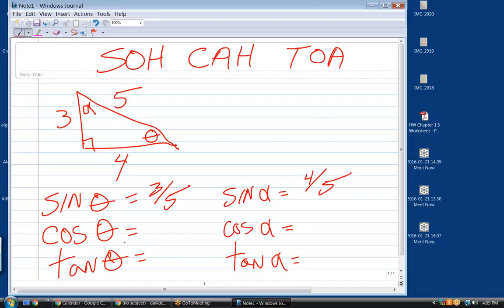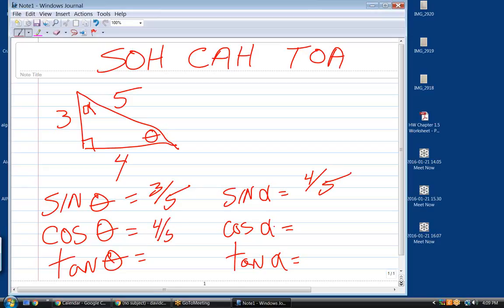What's the cosine of theta? COS. That'd be CAH. That's what you want to remember. Okay, so that'd be also... You're not figuring it out from the O and the S there. You're figuring it out from the A and the H. Okay. That one would also be 4/5.